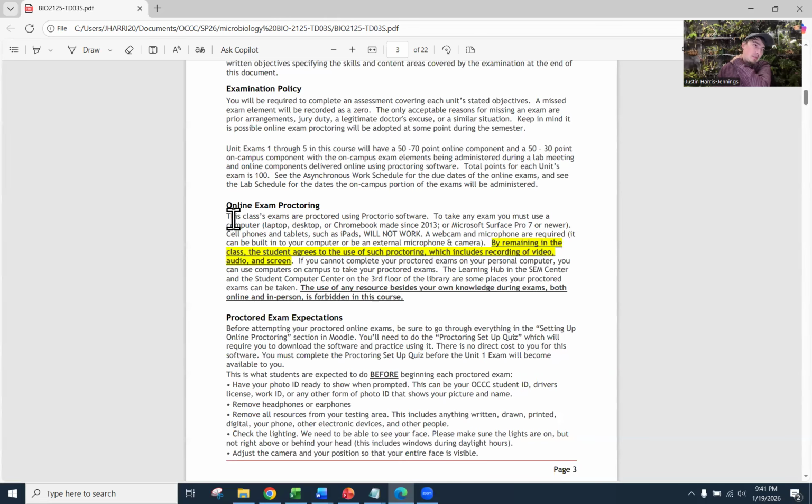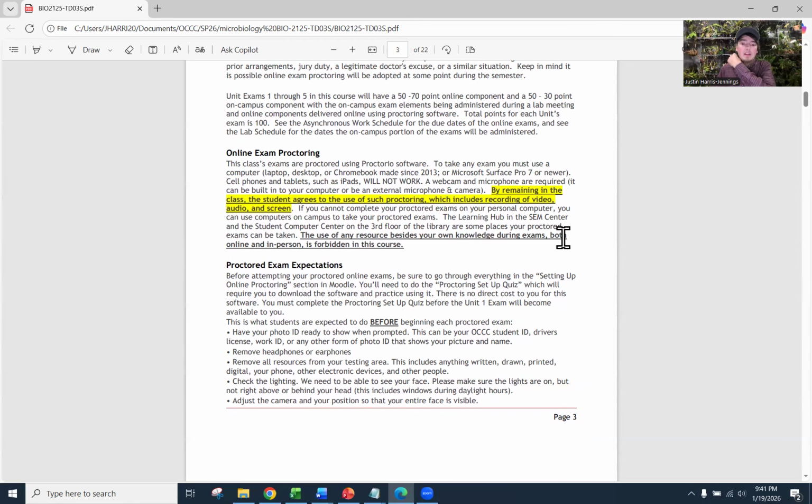The thing with the exams is that they're proctored. You'll use Proctorio alongside Moodle, and it will record your screen and record you as you go through the test. It will disable some functions of your computer. If you've already taken classes with this, you might be familiar. There is a setting up proctoring section in your Moodle, and you'll need to go through those steps before it lets you take the Unit 1 exam later this month.